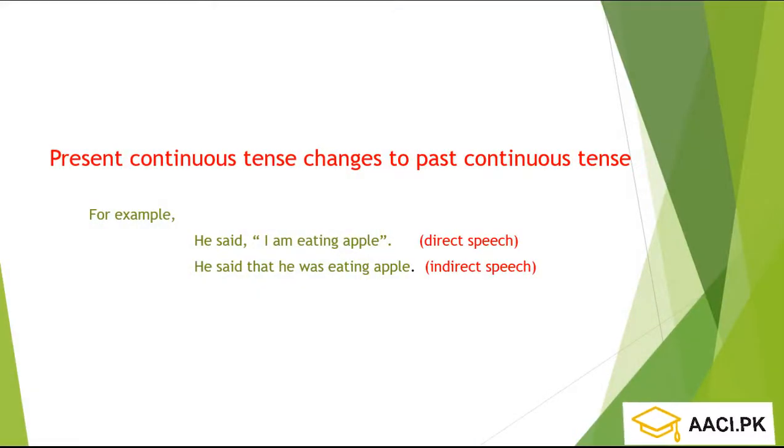Present continuous tense changes to past continuous tense. In present continuous tense, we use the helping verb is, am, are. For example, he said, I am eating apple. He said that he was eating apple. I change am into was and inverted commas into that. So, this is the change in the tenses.